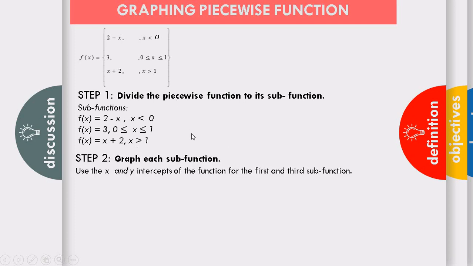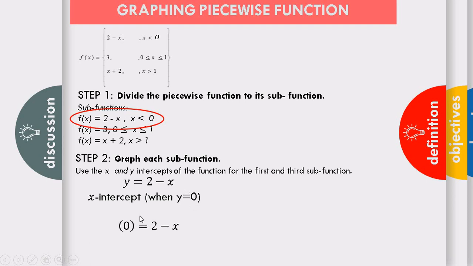So graph each subfunction. Use the x and y intercept for the first and third subfunction, since the first and third subfunction is linear while the second is a constant. Okay. So the first one, using x and y intercept, y equals 2 minus x. X intercept, change y to 0. So 0 equals 2 minus x, x equals 2. So the first coordinate for the first subfunction is 2, 0.